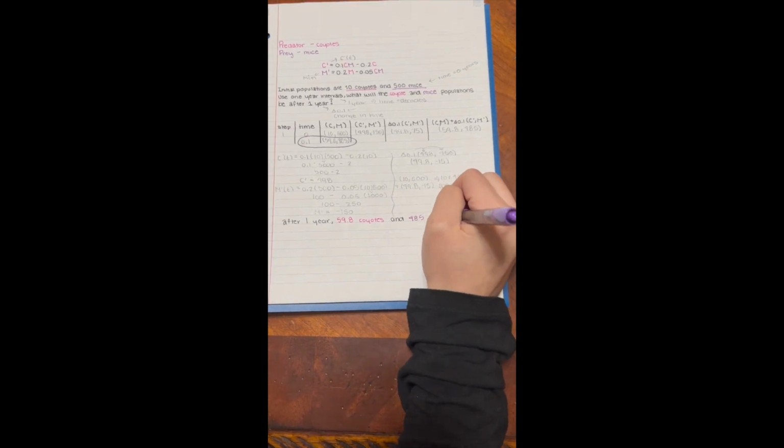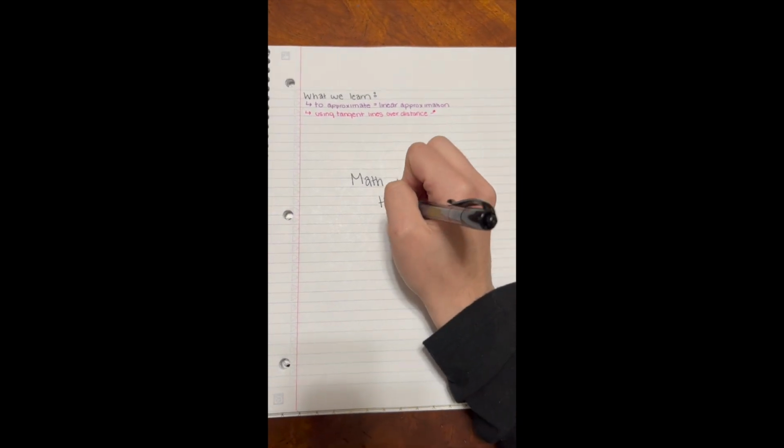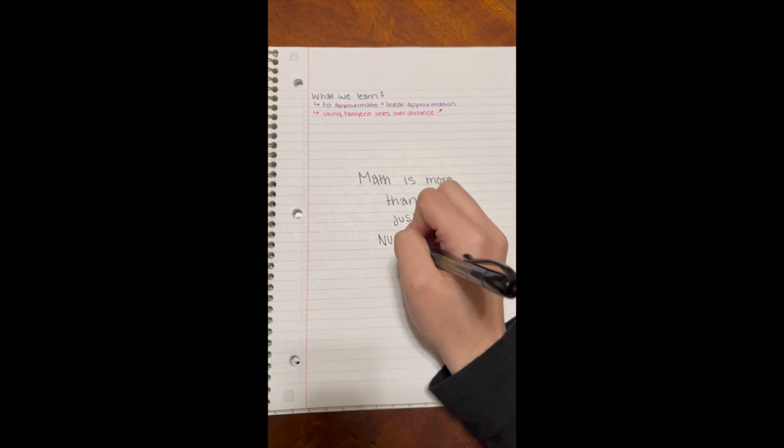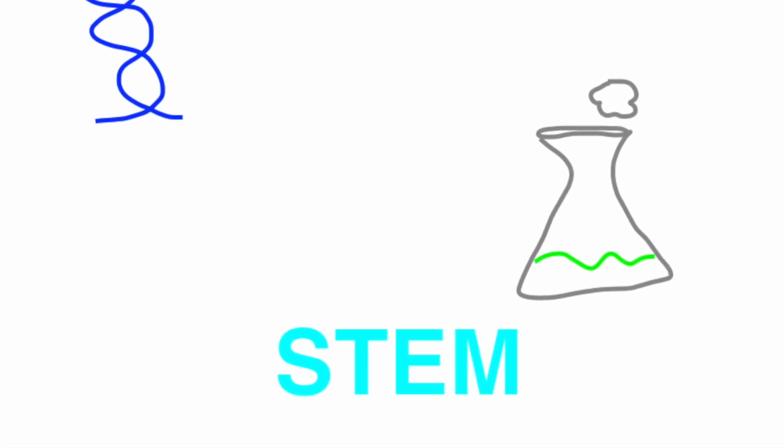to approximate the populations. So what we can see is that to approximate, we use linear approximation using tangent lines over a short distance. So math is more than just numbers. In STEM, we need math for all these components that make up STEM.